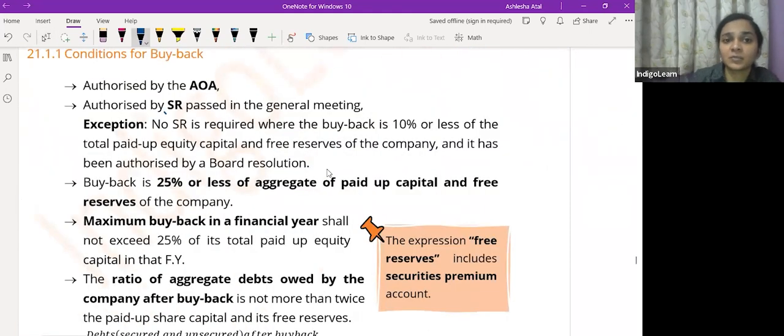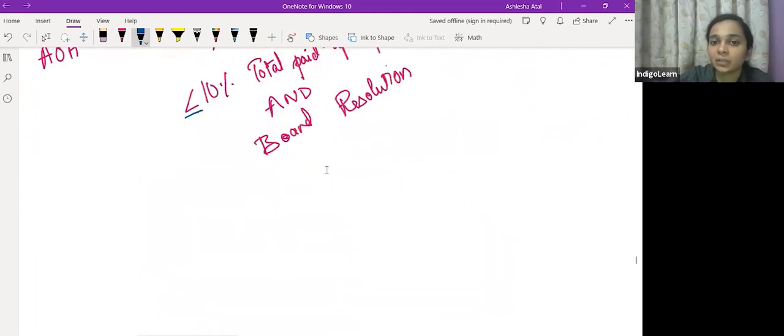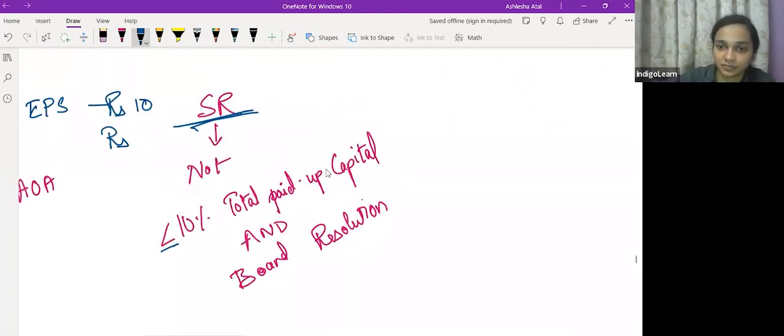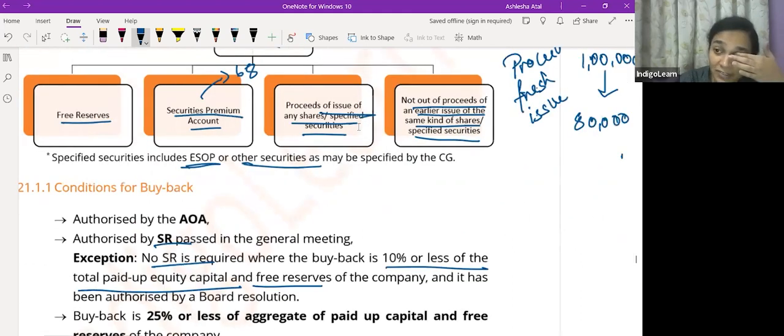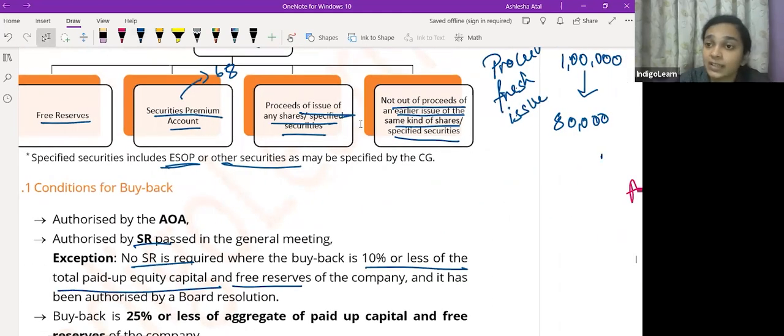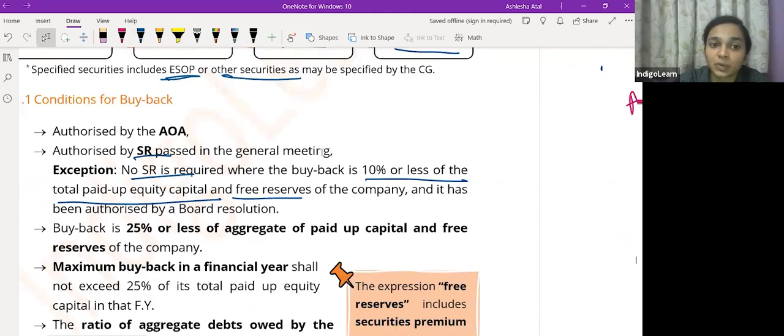Authorized by SR, no SR required where the buyback is 10% or less of total paid up equity capital plus free reserves. So it is total paid up capital plus free reserves. So इनका total करेंगे and उसका 10% के अंदर है, तो and if it is authorized by a board resolution, then special resolution will not be required.